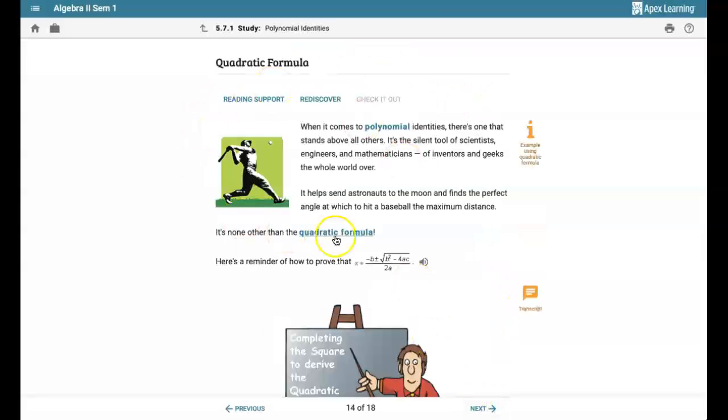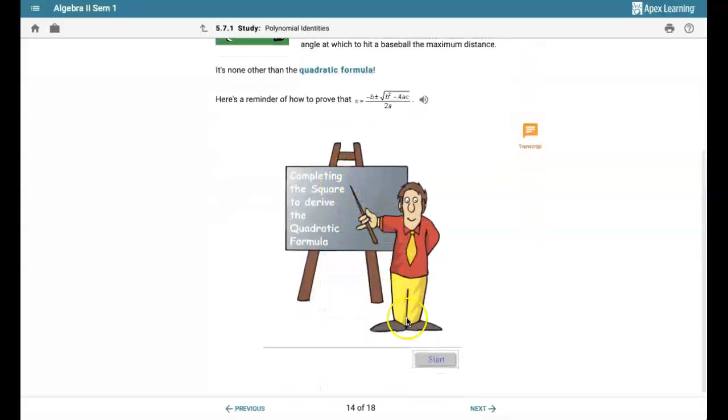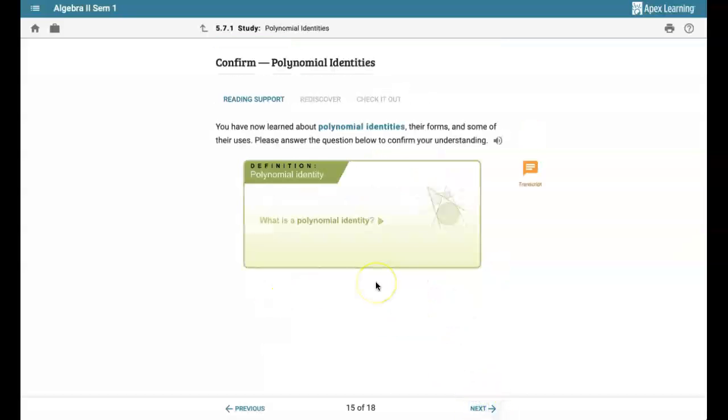Now, looking forward here, another one of those is our quadratic formula. All right, our quadratic formula. And we have a proof here, how to prove that x equals that using our quadratic formula. However, we're going to skip this for right now since we've done that quite a few times here.